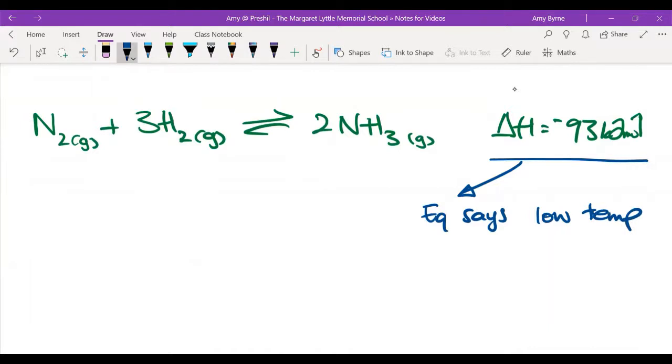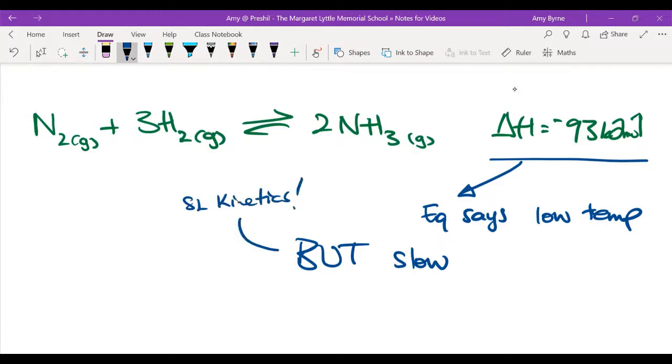So in theory, if I make this a lower temperature, I will get a greater output of that ammonia that I'm trying to make. But that's slow. So what we will generally do in industry in order to keep that rate of reaction up, remember kinetics, is they will keep the temperature high, but then use catalysts and have a process by which the ammonia is removed from the reaction vessel in order to keep driving that reaction forward.